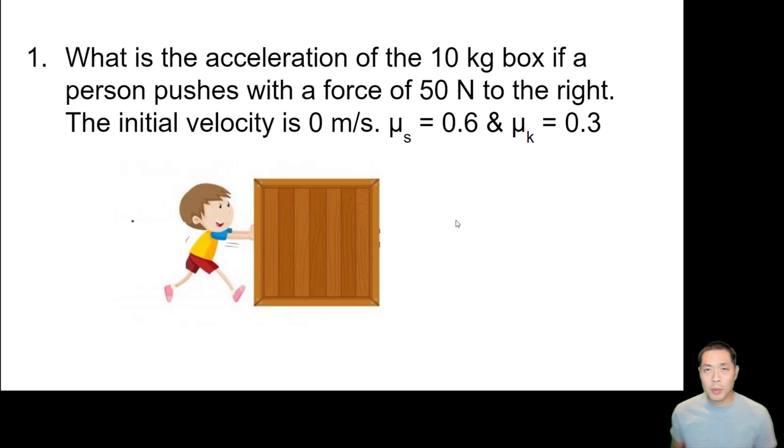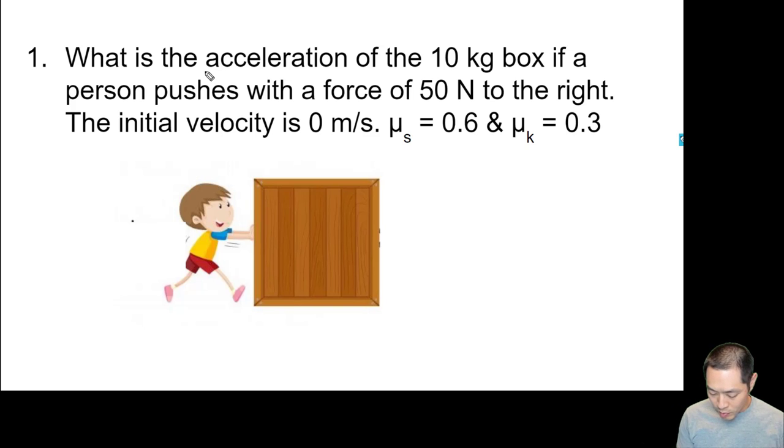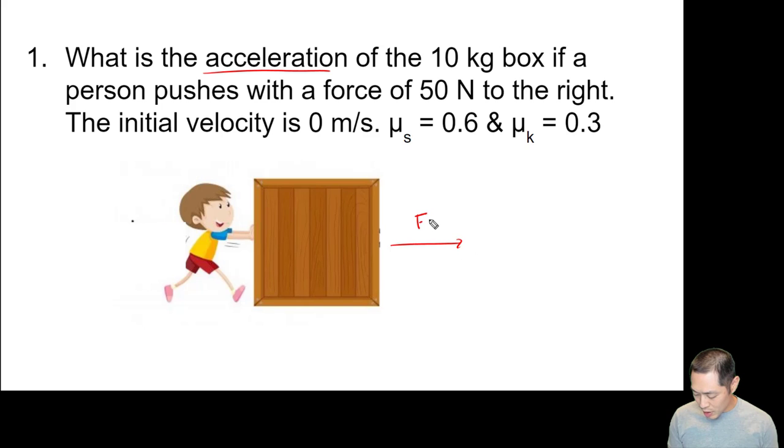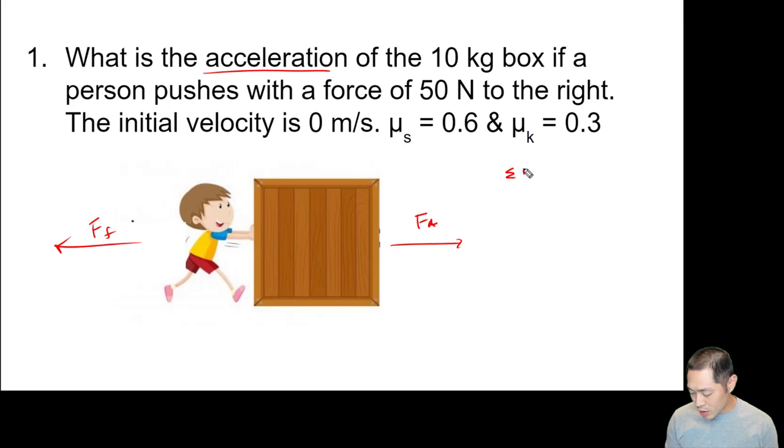So here's our first example. What's the acceleration of the box if a person pushes it with 50 newtons and the initial velocity is 0, mu s is 0.6 and mu k is 0.3? The main goal is to figure out a, acceleration. So we're going to have force applied, force of friction, and we're going to use this equation: the sum of all forces equals force applied plus force of friction equals ma. Our goal is to find that a.